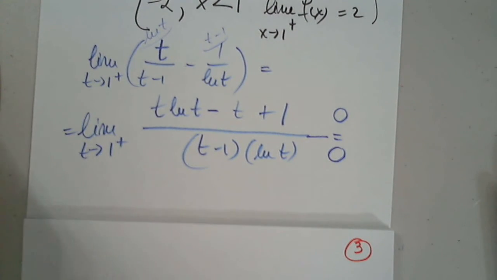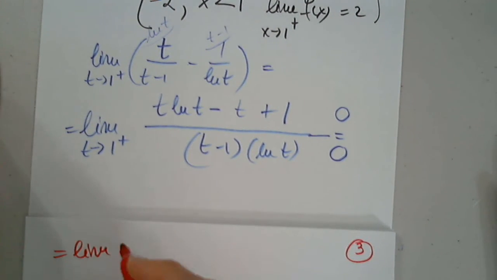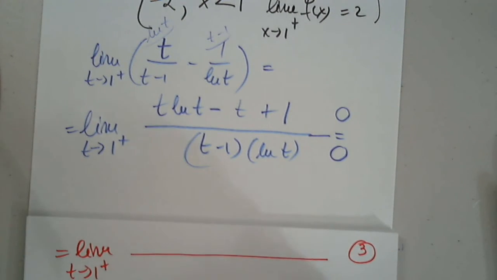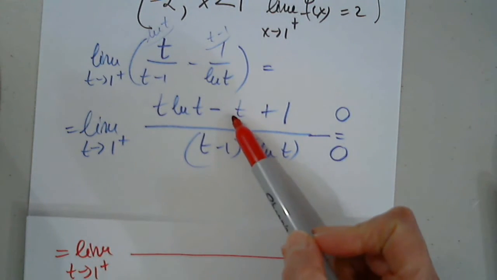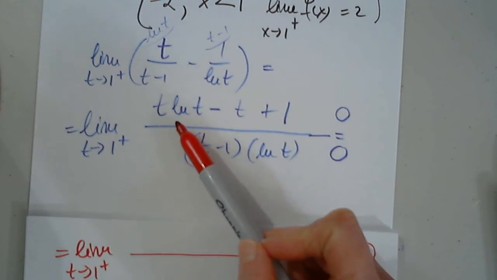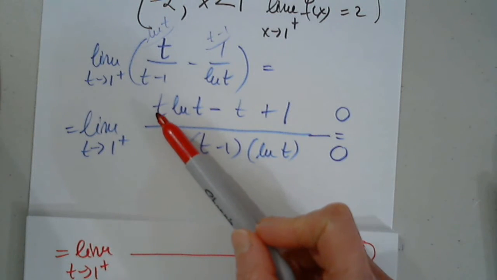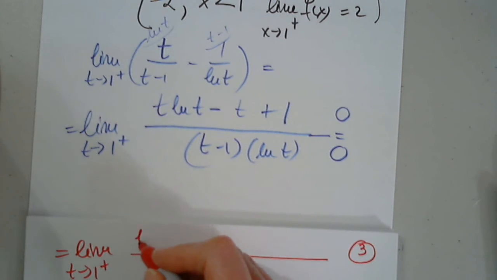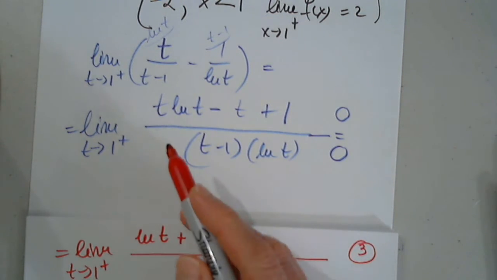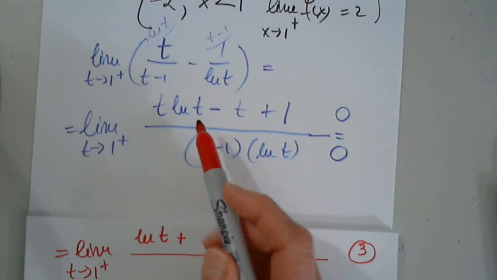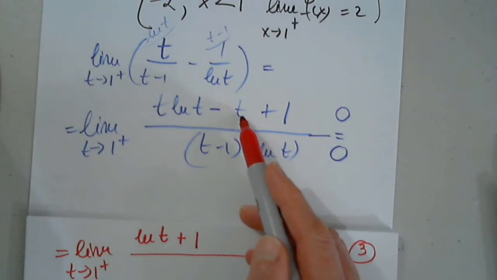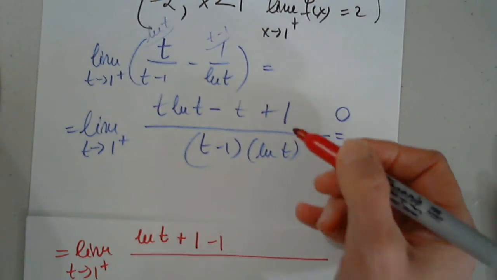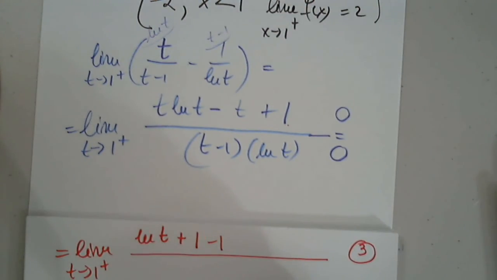So let's differentiate. This is the limit as t approaches 1 from the right. Now, this is a product. This is negative 1, this is 0. But I have to use the product rule. So t prime is 1, so I have natural log t plus t times 1 over t, which is 1. I differentiate this, I get negative 1, and I differentiate this, I get 0.